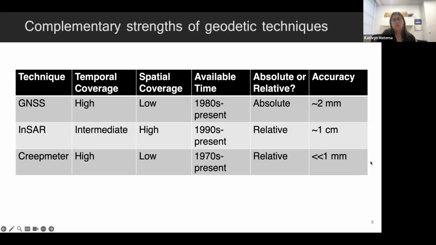So each of these techniques has its strengths and its weaknesses. Some are point measurements, some are imaging measurements, some are high resolution in either space or time. But together, their complementary strengths and weaknesses can be used to provide a comprehensive picture of ground deformation. In this presentation and in the work that we're doing, I use all three of them.